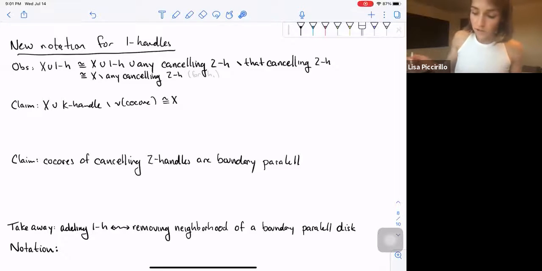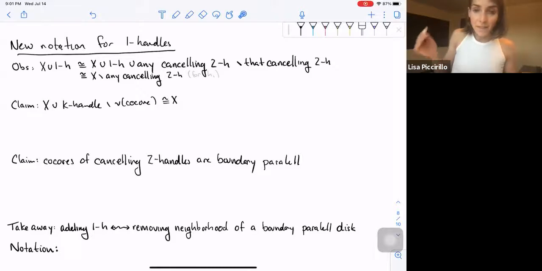The silly observation is that if you start with any 4 manifold and you have a 1 handle attached to it, that's the same thing. This is going to be really tautological. That's the same thing as same manifold, same 1 handle, and then you attach a canceling 2 handle, and then you just remove that exact same canceling 2 handle. So this diffeomorphism should be like the do nothing diffeomorphism. Put something on, cut it back off.